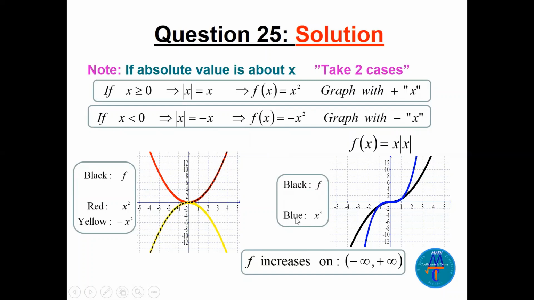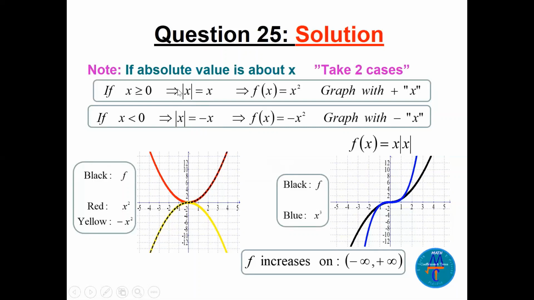And I put here extra, the blue is x cubed. Similar, but not the same graph. See, my method here is what? If I have absolute value on the x, so I take two cases. If x is positive, absolute value is equal to x. If x is negative, the absolute value of x will be minus x. So I take two pieces here, then I join them.